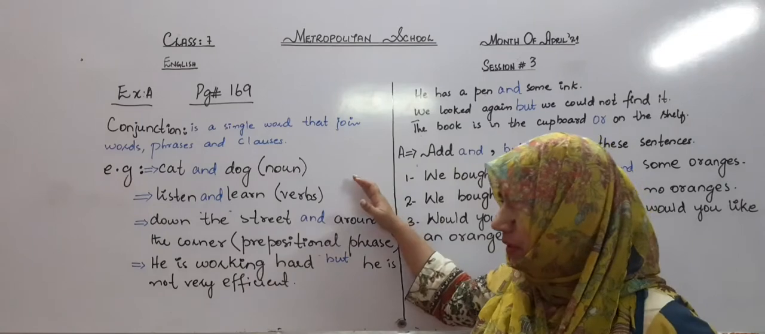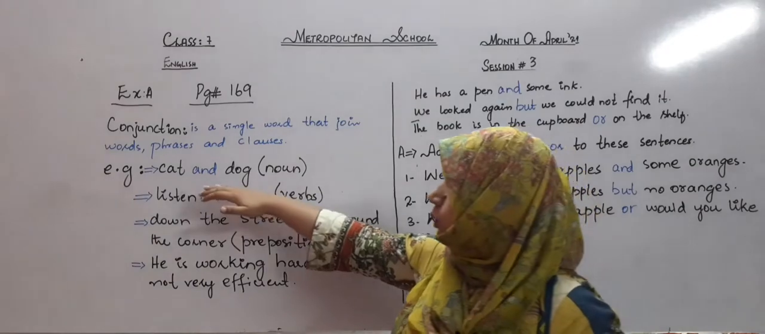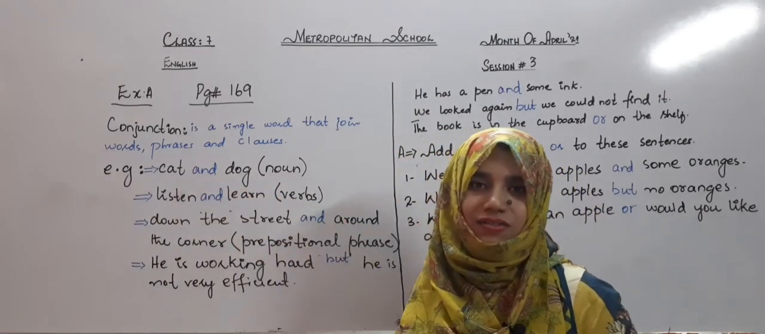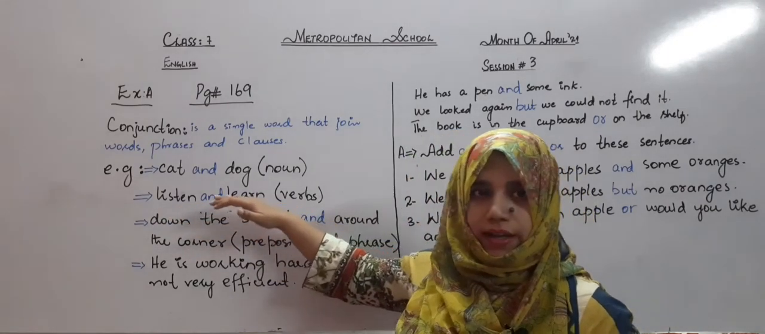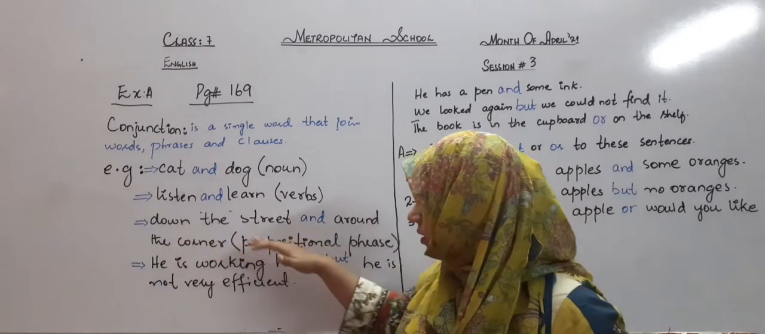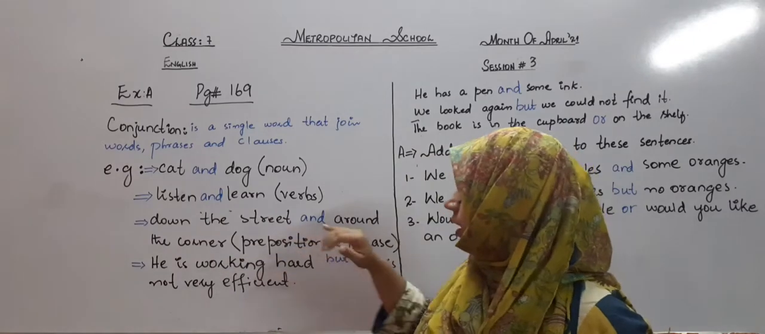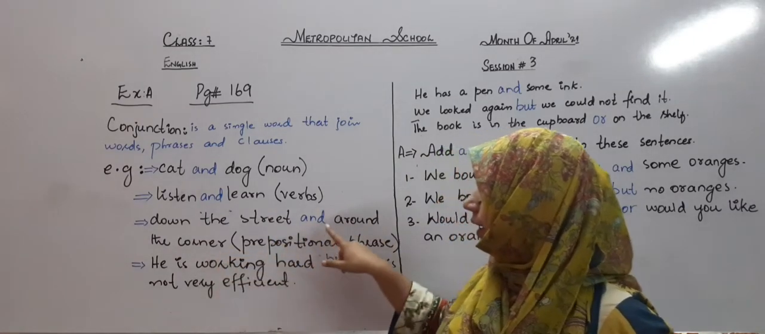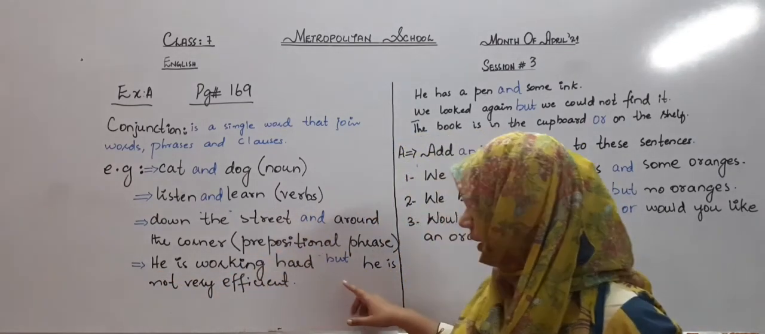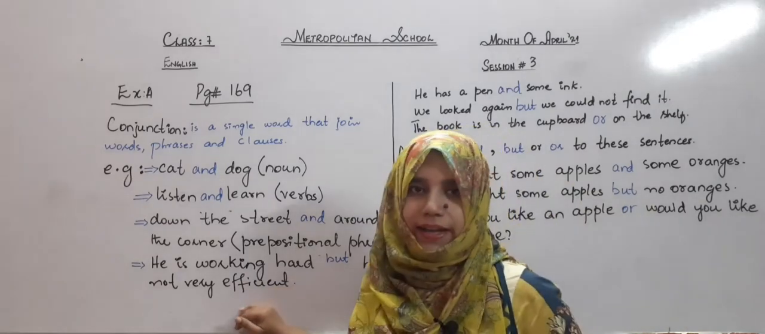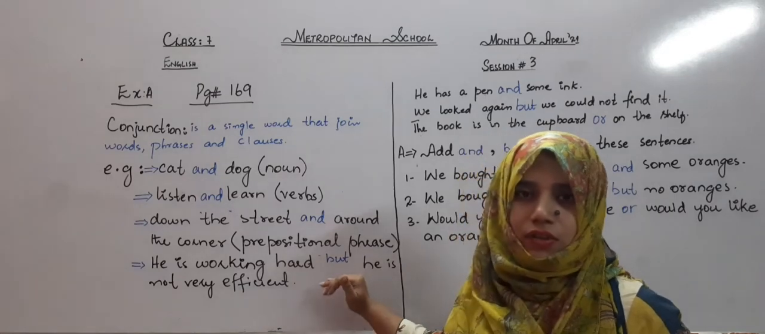Likewise, we have some examples written over here, that is, cat and dog. So the word and is what? And is a conjunction, right? Next, listen and learn. Down the street and around the corner. Have you seen that this is a phrase, and to join the phrase we are using the conjunction and, right? Another one: he is working hard but he is not very efficient. So this is a complete sentence and this is also a conjunction, which is but.